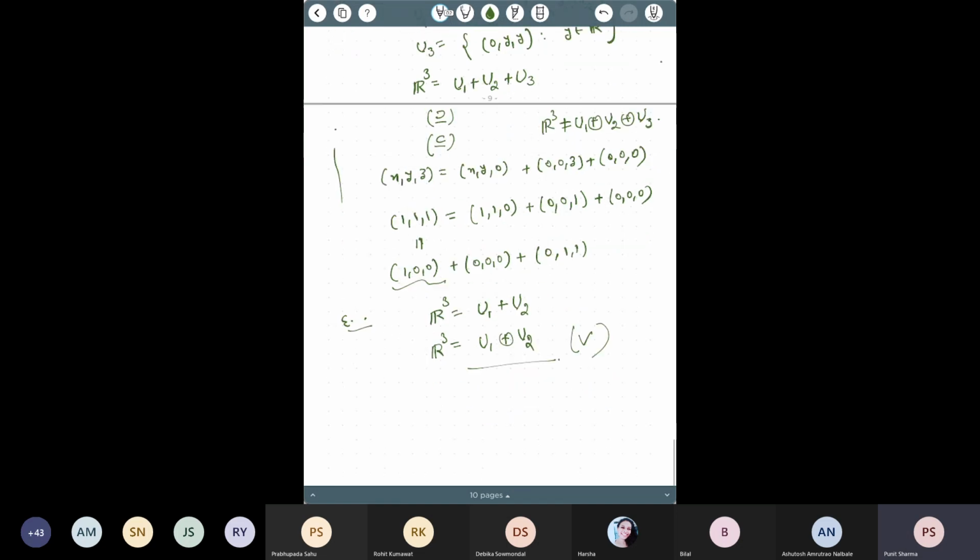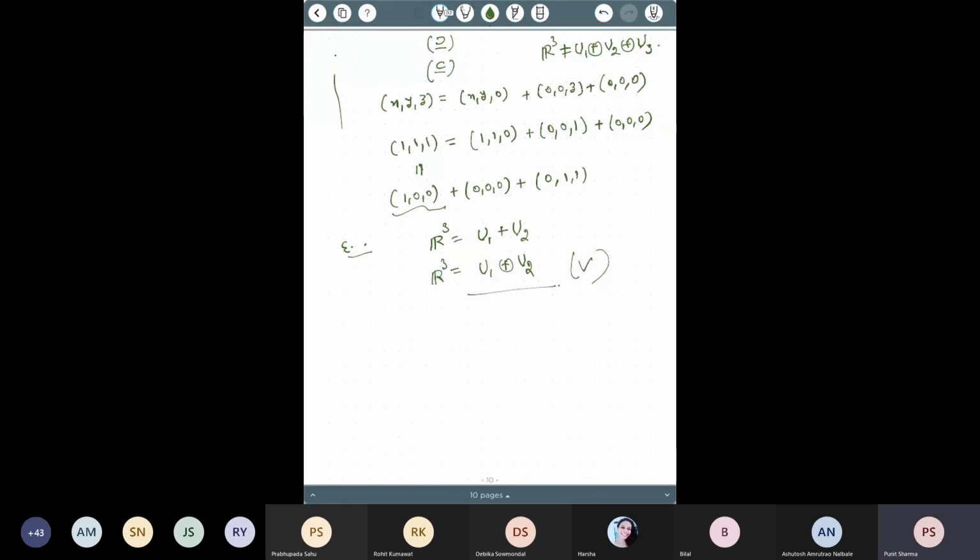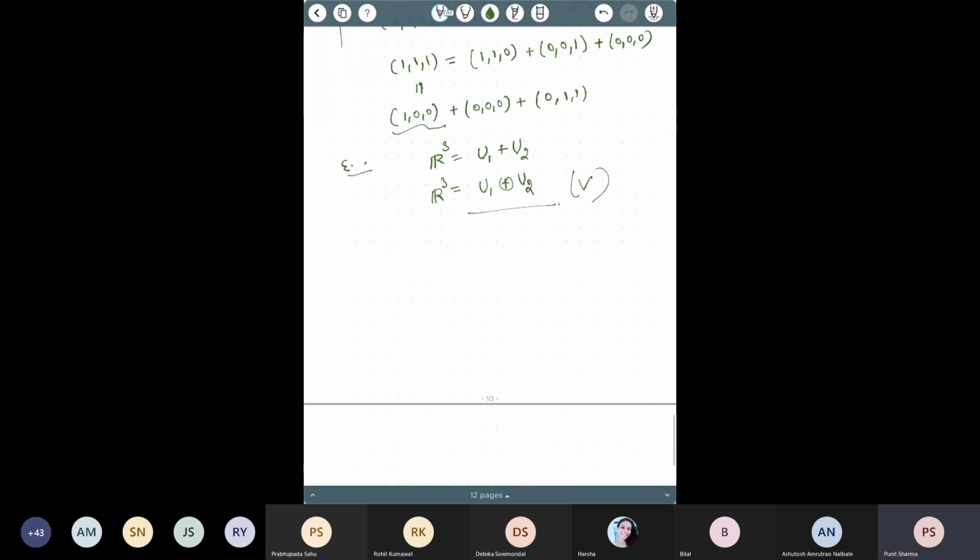So for this, I will write this next result. This result gives us a way to check whether a given vector space is a direct sum of the given subspaces. Okay, so let me write this result first.